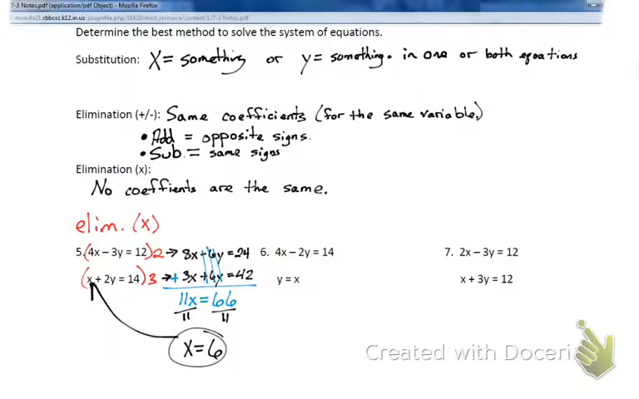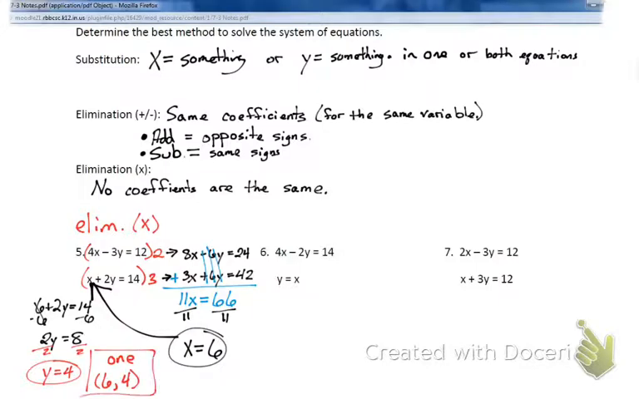Plug that answer into one of the equations. I'm going to use the bottom equation there, so I have 6 plus 2y equals 14. I'm going to subtract 6 on both sides. 2y equals 8. Last step, divide by 2, y equals 4. So you have a one solution system, and that one solution is 6, 4.